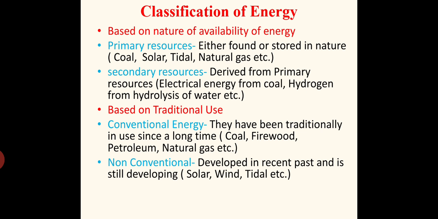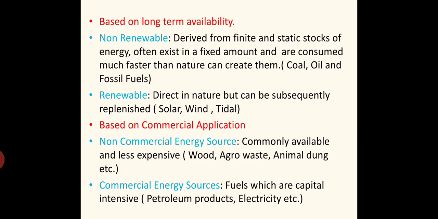So in a simple way, we can say that most of the conventional sources of energy are non-renewable sources of energy, and most of the non-conventional are renewable sources of energy. Now, the next classification is based on long-term availability. Based on long-term availability, the energy resources are divided into non-renewable as well as renewable.